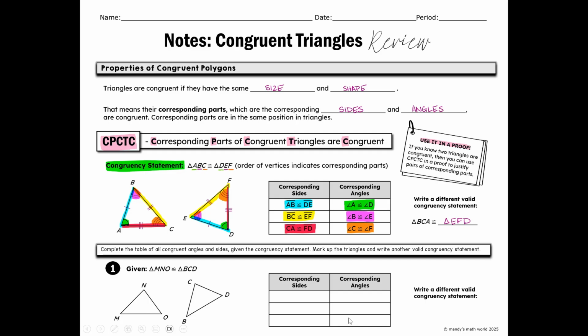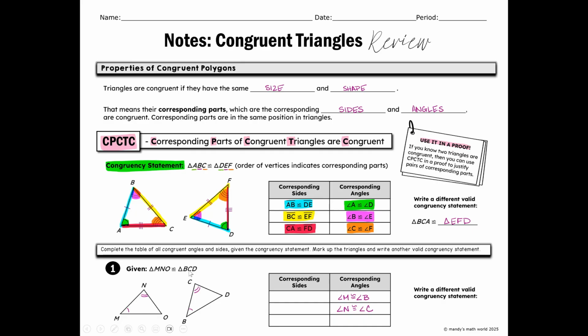We are given that triangle MNO is congruent to triangle BCD. You see that M is in the first position in the first half and B is in the first position in the second half. So I know that angle M is congruent to angle B. The next one, angle N, would be congruent to angle C.